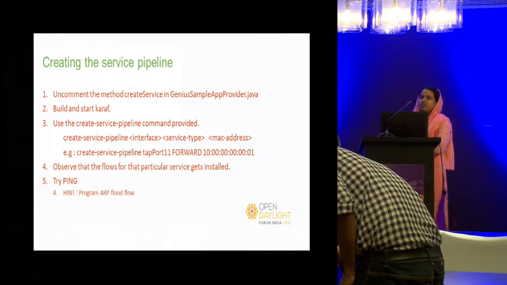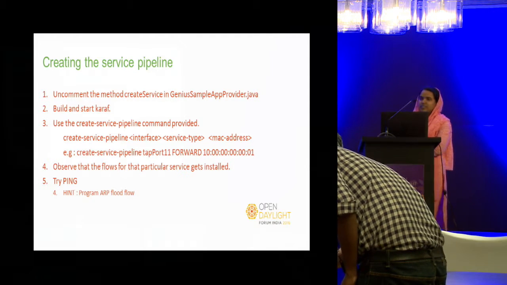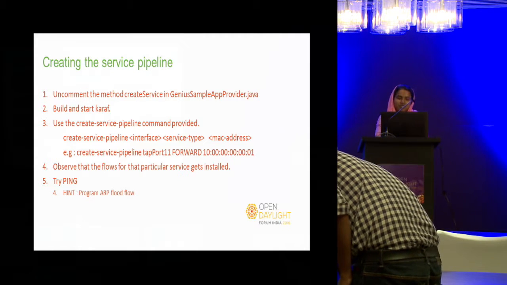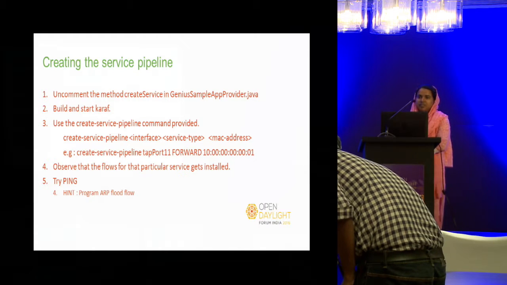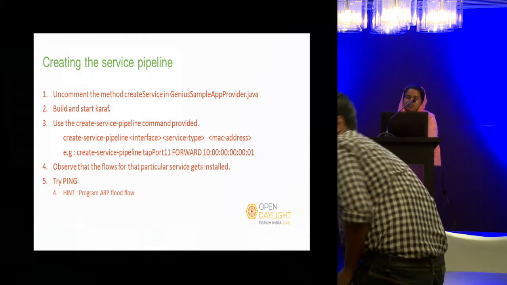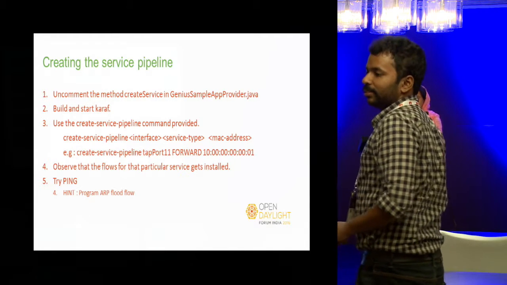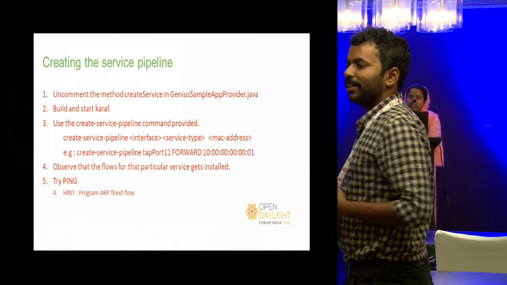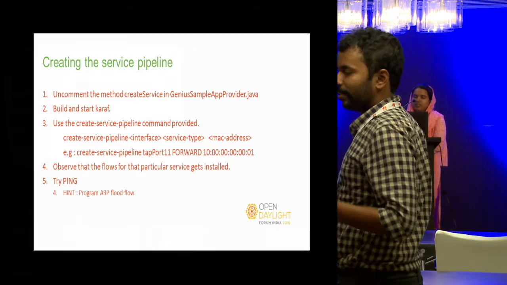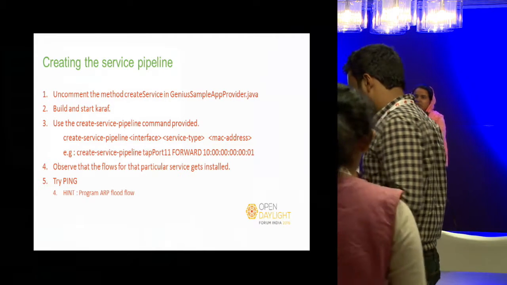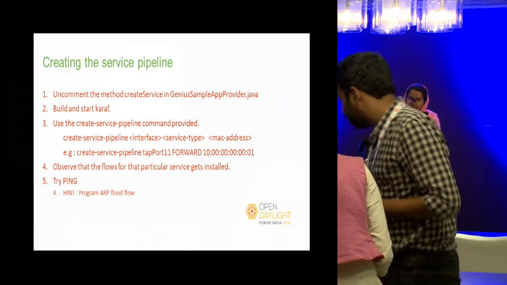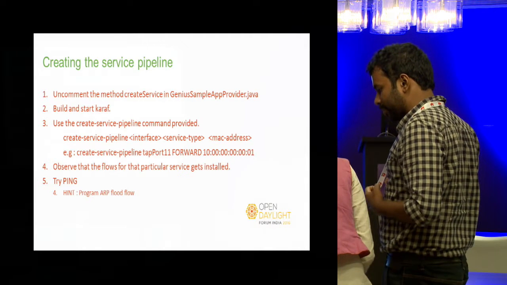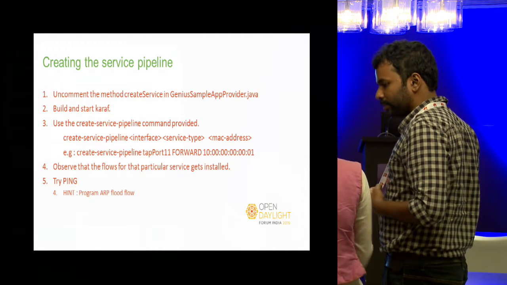So once create service pipeline is done, you will see an entry in table 30 which says match on the service tag and the particular destination MAC. Go to that egress dispatcher table, which is table 220. And in table 220 anyways you will have an entry to egress the packet on the particular port. So once this is done, you can try that 2 host ping and see whether it's working.